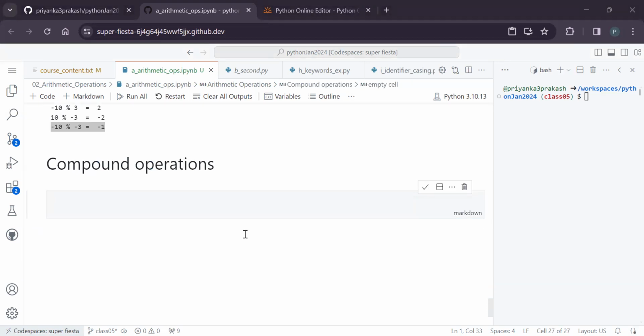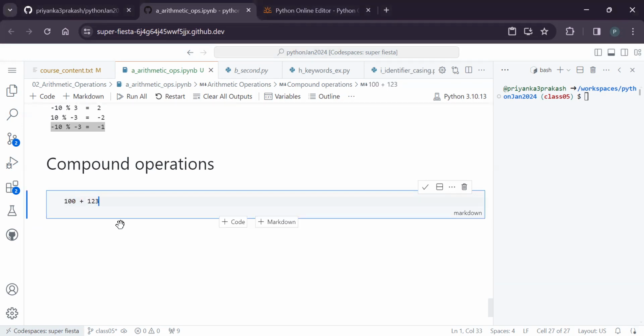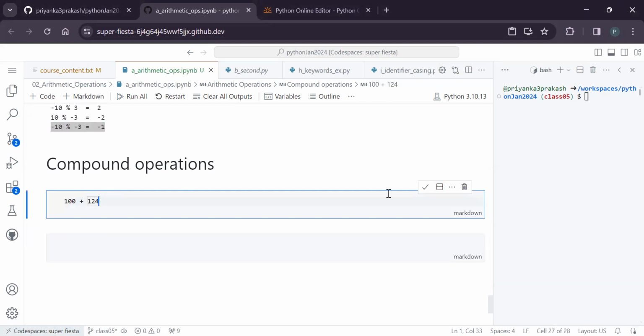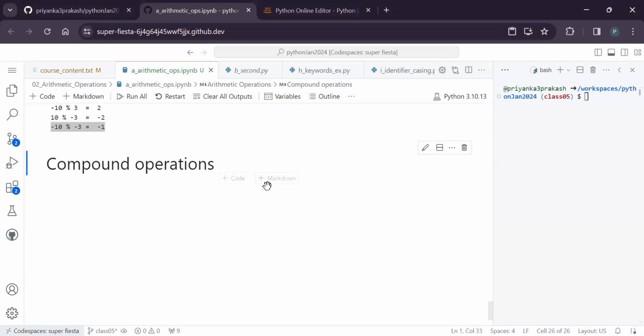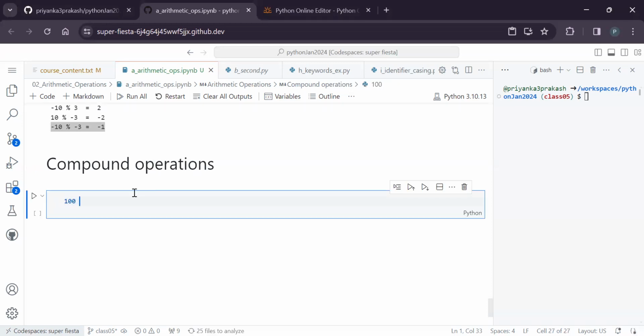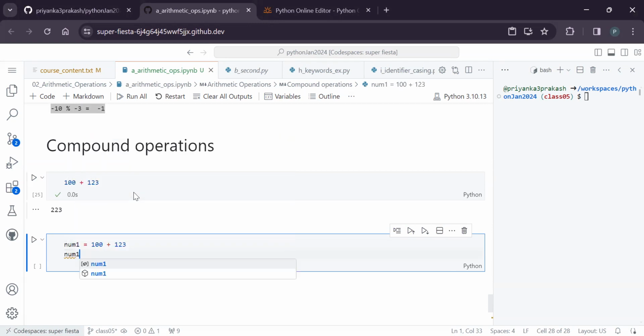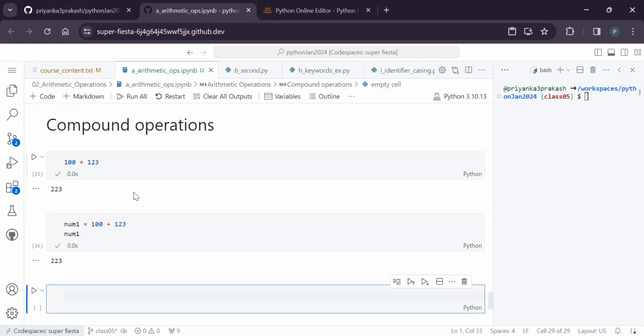Generally, we know that if you have two values, you can add. If I say 100 plus 123, you can add and you get 223. If you want to assign number1 is equal to 100 plus 123, you can run it immediately without even a print statement. This time it executed and assigned the value.